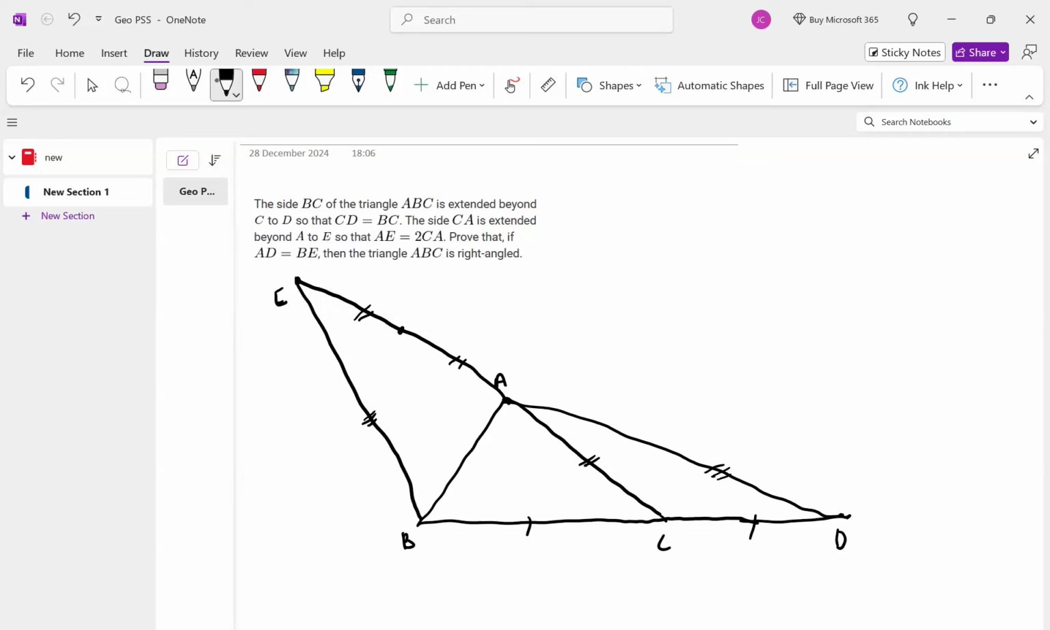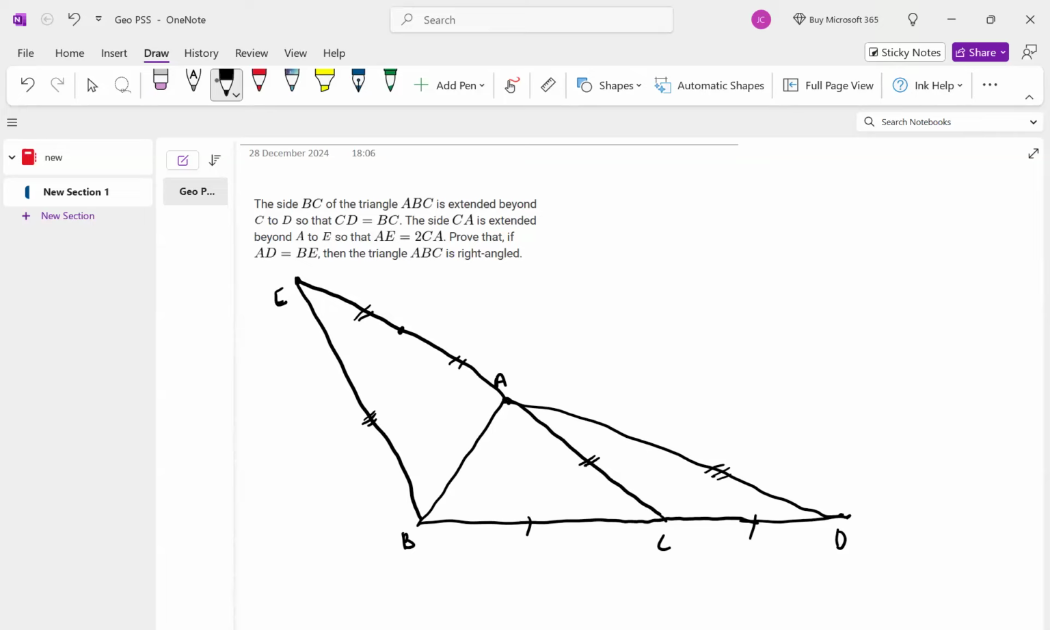Then if A is less than 90, maybe I can show that AD is greater than BE or something like that. Not that direction necessarily, but something along those lines. Yeah, that could work. You can try more and let us know if you get something.